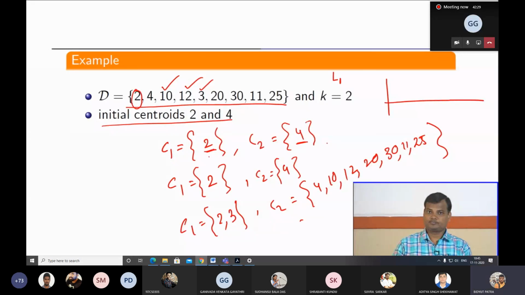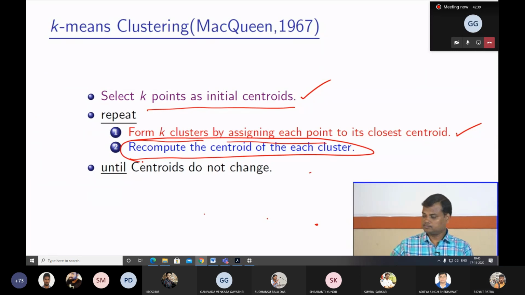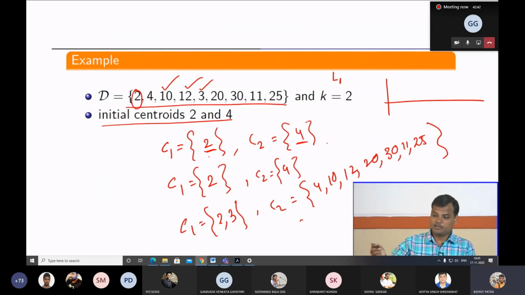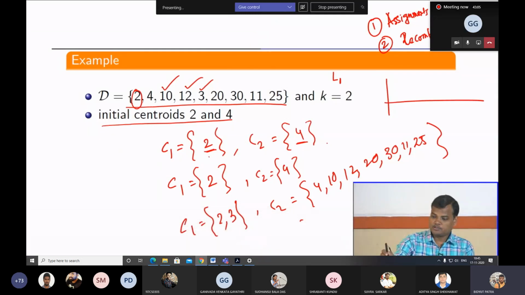Now what is the next step? After assigning, the next step is to recompute the centroid of each cluster. So basically we can write somewhere: the first step is the assignment of points, and the second step is the recomputation of centroids. So this is a two-step algorithm only.